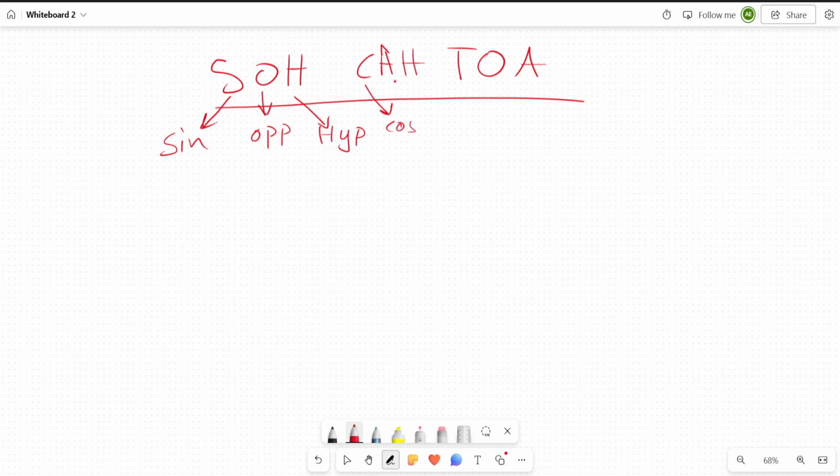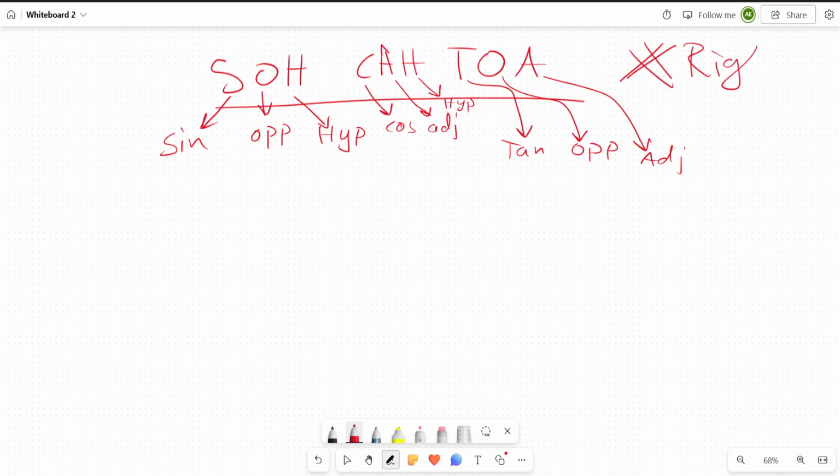C is cosine, A is adjacent, and H is also hypotenuse. T is tan, O is opposite, and A is adjacent. What do we mean by that? Let's say we have a right angle triangle. This SOHCAHTOA only works for right angle triangles. This is very important. I cannot use SOHCAHTOA for another type of triangle.